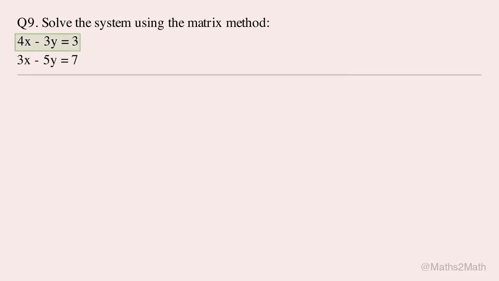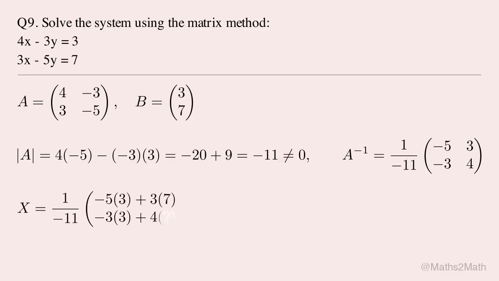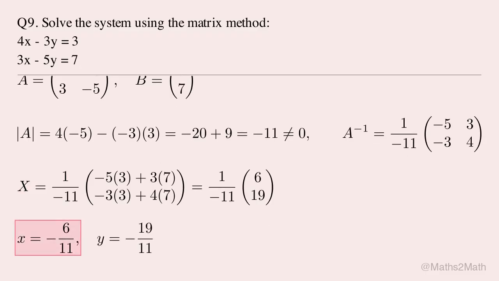Question 9. The pattern is familiar now. Form, determinant, inverse, product. Keep an eye on the negative determinant here. Matrix form. The determinant is minus 20 plus 9, minus 11. Multiply by B. The sums are 6 and 19 over minus 11. Dividing by minus 11 makes both values negative. x is minus 6 over 11, y is minus 19 over 11.